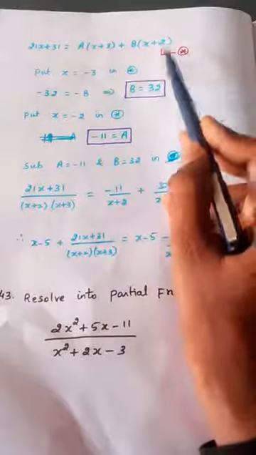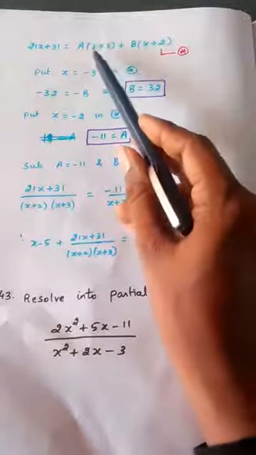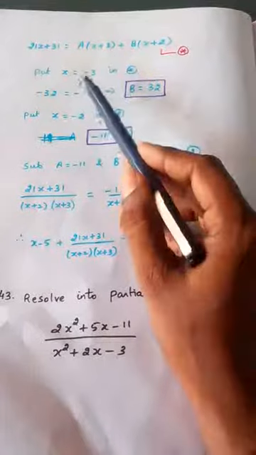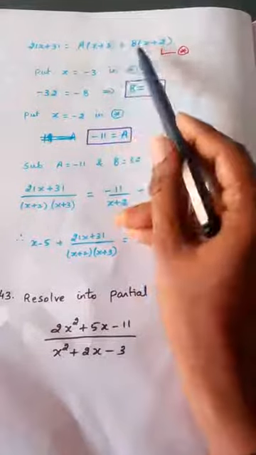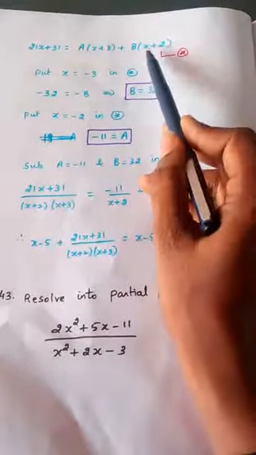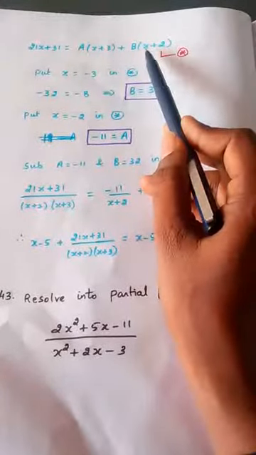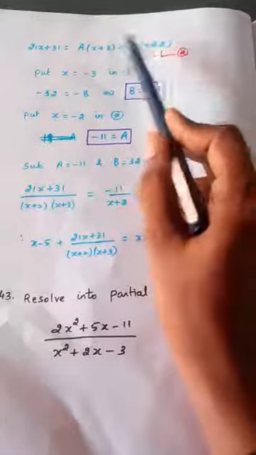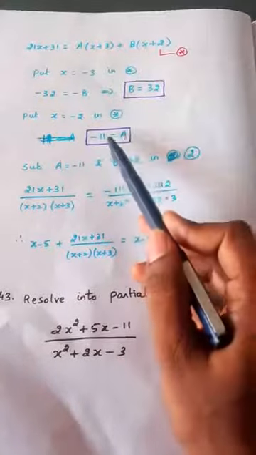This is star. Since x plus 3, I should use minus 3 to make this 0. If this becomes 0, we will get the b value. B value is 32. Then I will try to make this 0. x plus 2, so use minus 2 here, which means this will become 0 and you will get the a value. A value is minus 11.